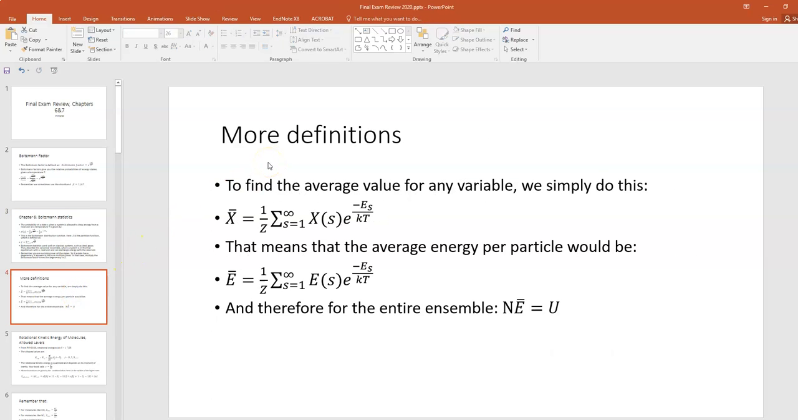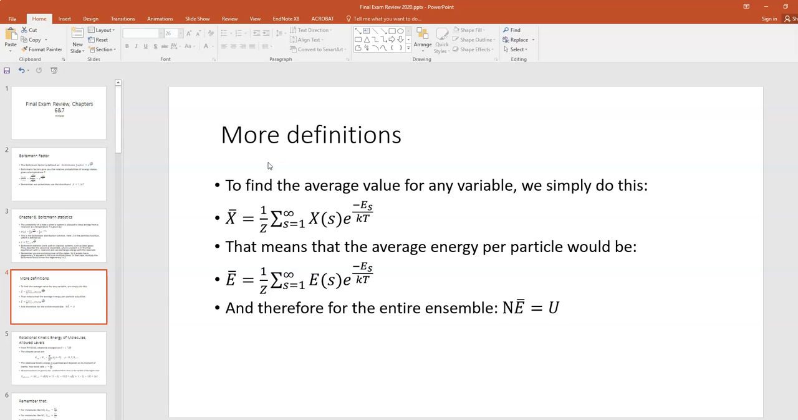Now remember that this is a distribution function. We went over some of the rules for distribution functions. And one of those rules is that if you want to find the average value for any variable, we'll just say we want the average value of some random variable x, then all you do to find the average is you do 1 over the partition function times the sum over all the states of the value of x for that state, x of s, times the Boltzmann factor. Okay? And that's just how distribution functions work.